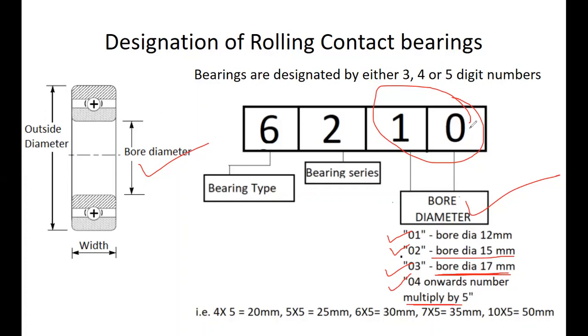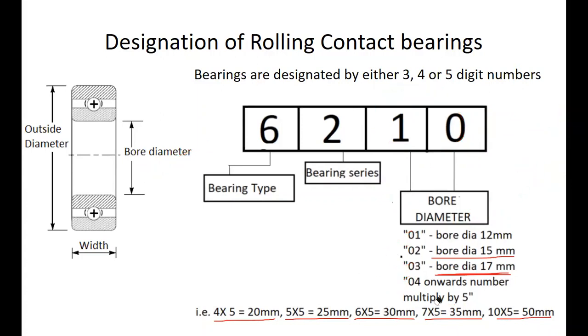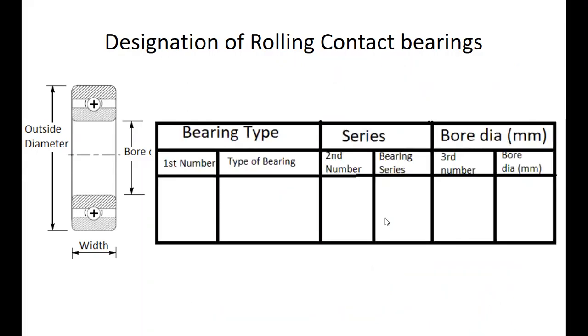So if the number is 10, then 10 into 5 is 50 mm bore diameter. 04 gives 4 5s, which is 20 mm. If the number is 05, then 5 5s are 25 mm. If the number is 06, then 6 5s are 30, 7 5s are 35, and 10 I have already told you. So this is how the designation of rolling contact bearings happens.